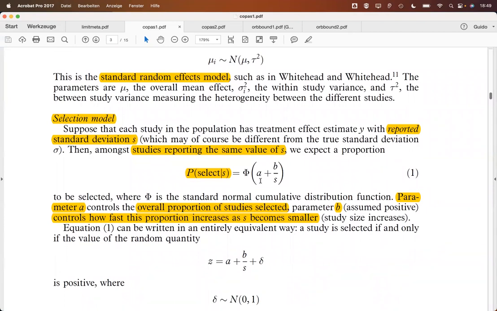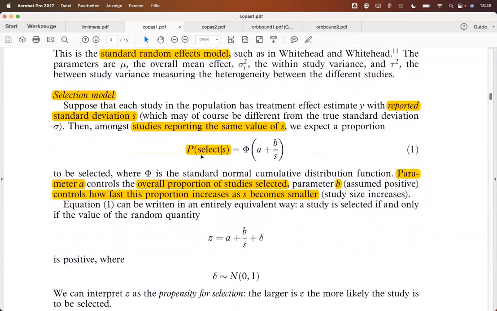There are two parameters, A and B. A controls the probability that a study is selected in general, so the overall proportion, and B models how fast the proportion increases as the precision increases, or as the standard deviation gets smaller.